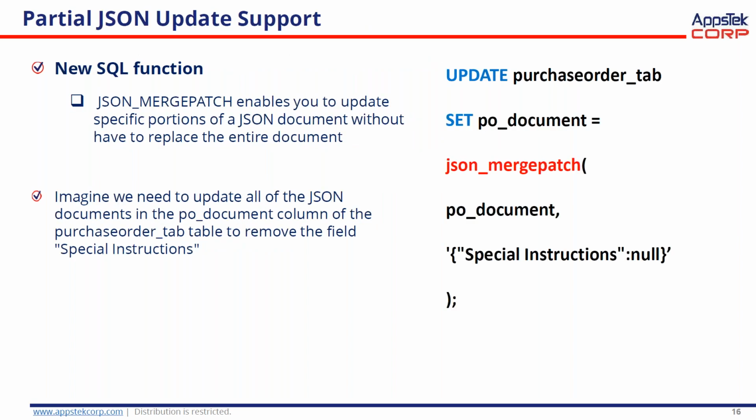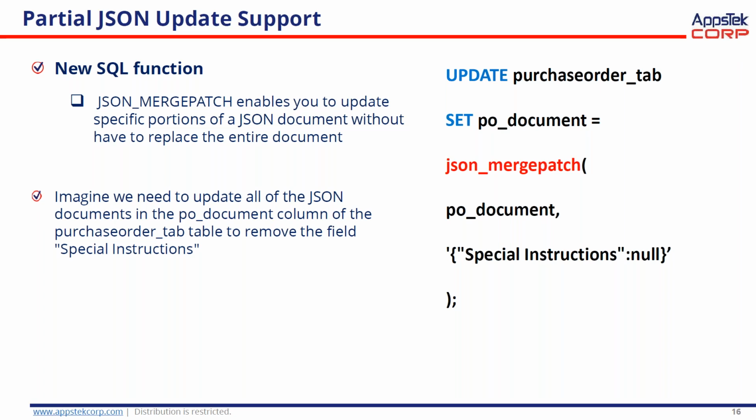New SQL functions have been introduced, like the JSON merge patch, which enables you to update a specific portion of the JSON document without having to replace the entire document. So if we want to update that PO document's special instruction to null, we just run: update purchase_order_tab set PO document equal to JSON merge patch.